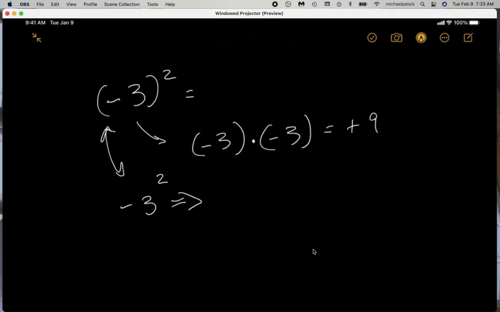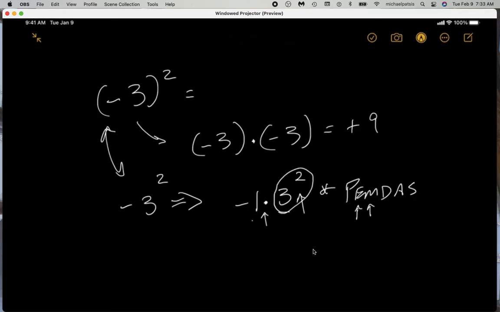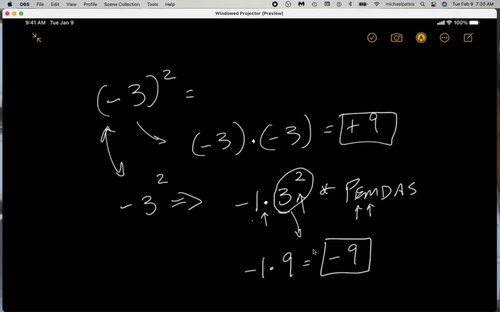What you have here is you have a hidden negative 1 times 3 squared, and now PEMDAS applies. Meaning you have multiplication going on and you have an exponent going on. In that case, exponent comes before multiplication. So therefore, we first perform this operation, and we have negative 1 times 9, and that would be negative 9. So notice, these are not the same.